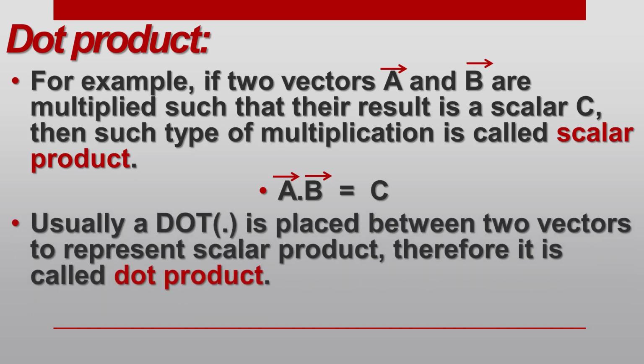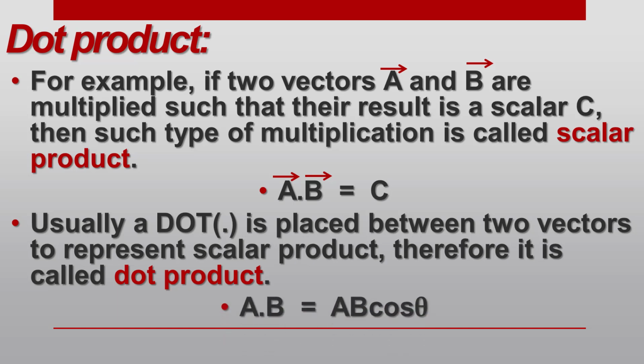Usually a dot is placed between two vectors to represent scalar product, therefore it is also called dot product. The definition of scalar product or dot product is that if we multiply two vectors, we simply get a scalar in the result.